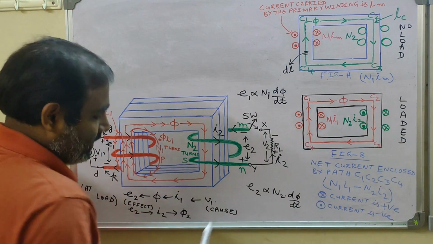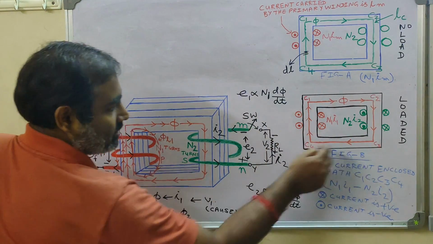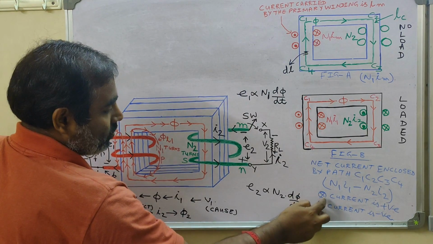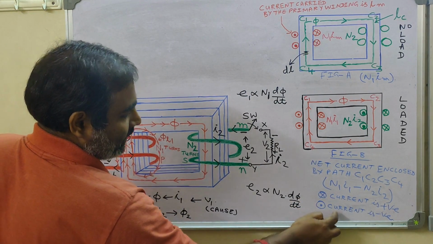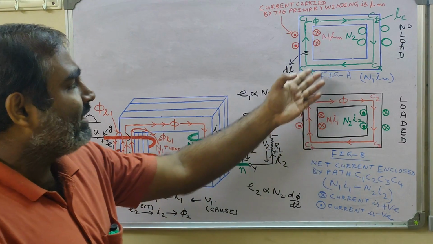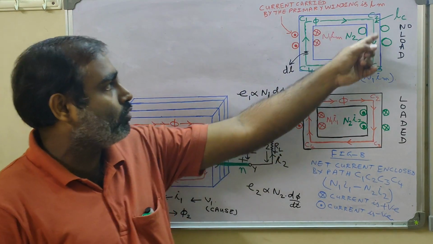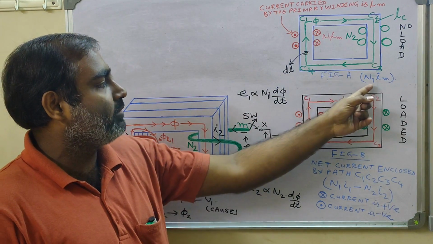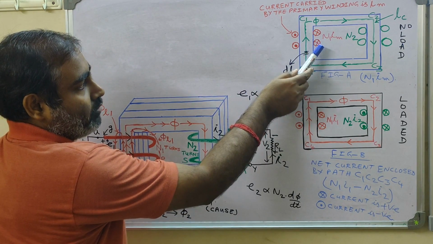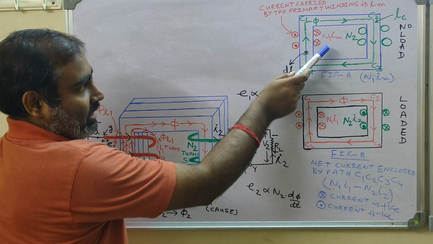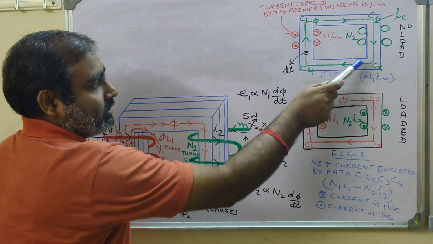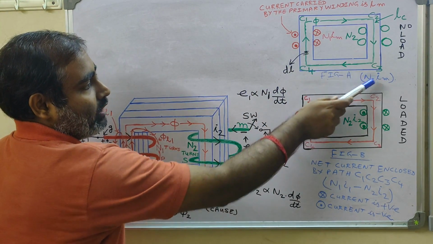Whereas in this diagram, the net current enclosed by the closed path C1, C2, C3, C4 is N1 I1 minus N2 I2. Obviously, we are taking the cross current to be positive and dot current to be negative, although you are free to choose the reverse also. Now, in the first diagram, the net current enclosed by the closed path C1, C2, C3, C4 is nothing but N1 into IM, because each of the N1 primary conductors carries current IM, that is the magnetizing current drawn by the primary winding at no load condition.